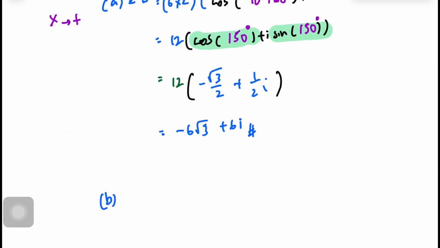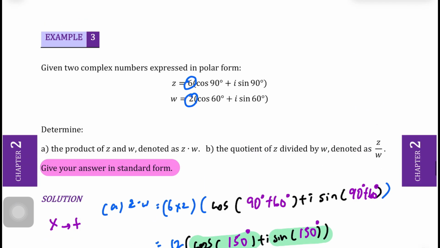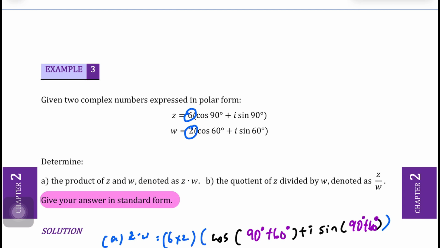Now let's do B. For B, you need to divide Z divided by W. So if you divide, later on your angle you need to minus them. So let's divide the R part first, Z over W. The R part will be 6 over 2. And for the cos and sine part, let's do it apart. And for the angle there, we need to minus. Since Z is divided by W, 90 needs to minus 60 degrees.